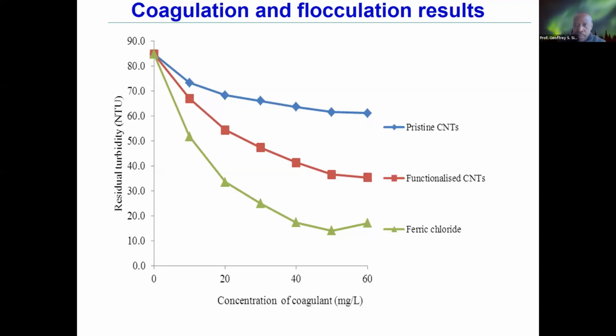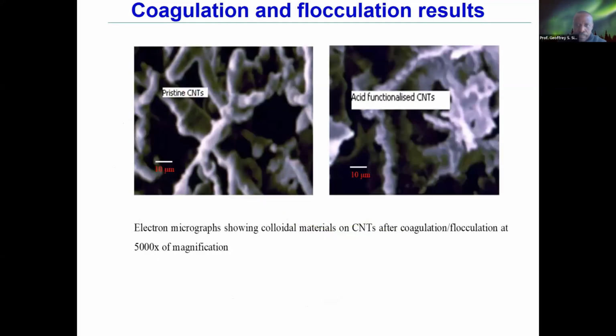So at this particular point, we were certain that at least the carbon nanomaterials, once functionalized, could act as coagulants. So the next test that we did was to see the effect of pH and dosage.